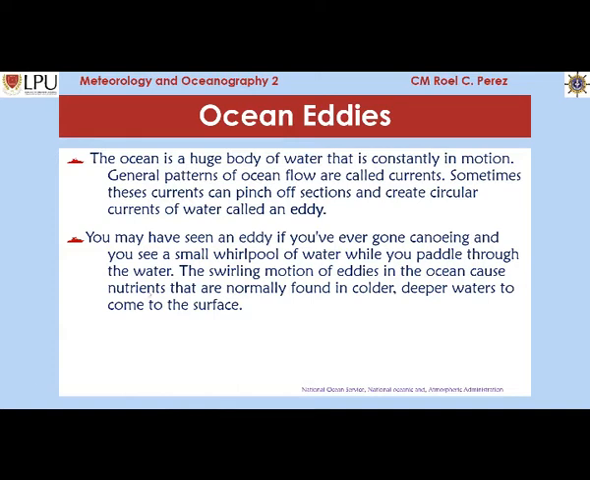Swirling. Okay, you may have seen an eddy if you've ever gone canoeing and you see a small whirlpool of water while you paddle through the water. The swirling motion of eddies in the ocean cause nutrients that are normally found in colder, deeper waters to come to the surface. So this is also the same as upwelling, where the water from the bottom of the ocean rise above the surface and bringing nutrients for fish, for food chains. No?